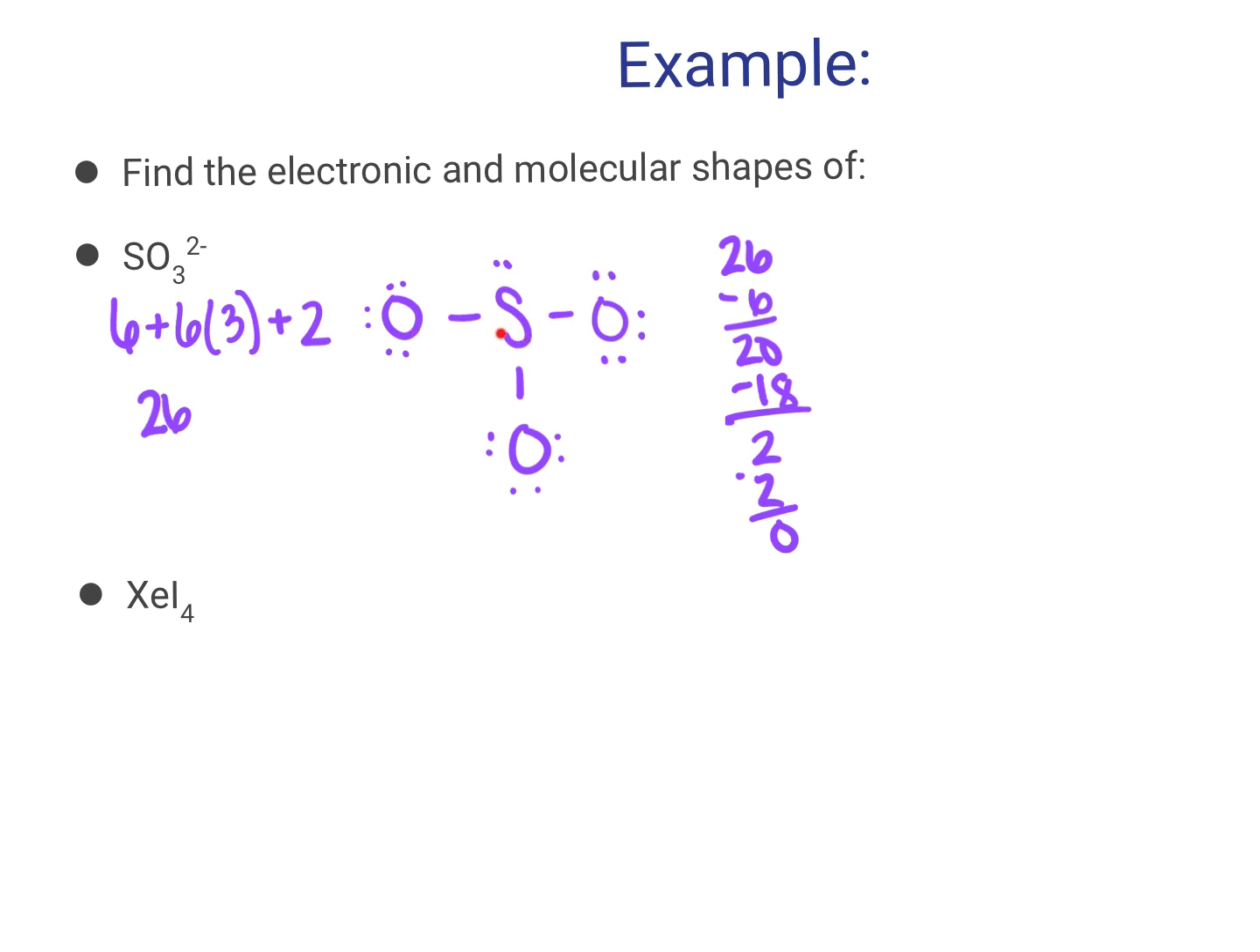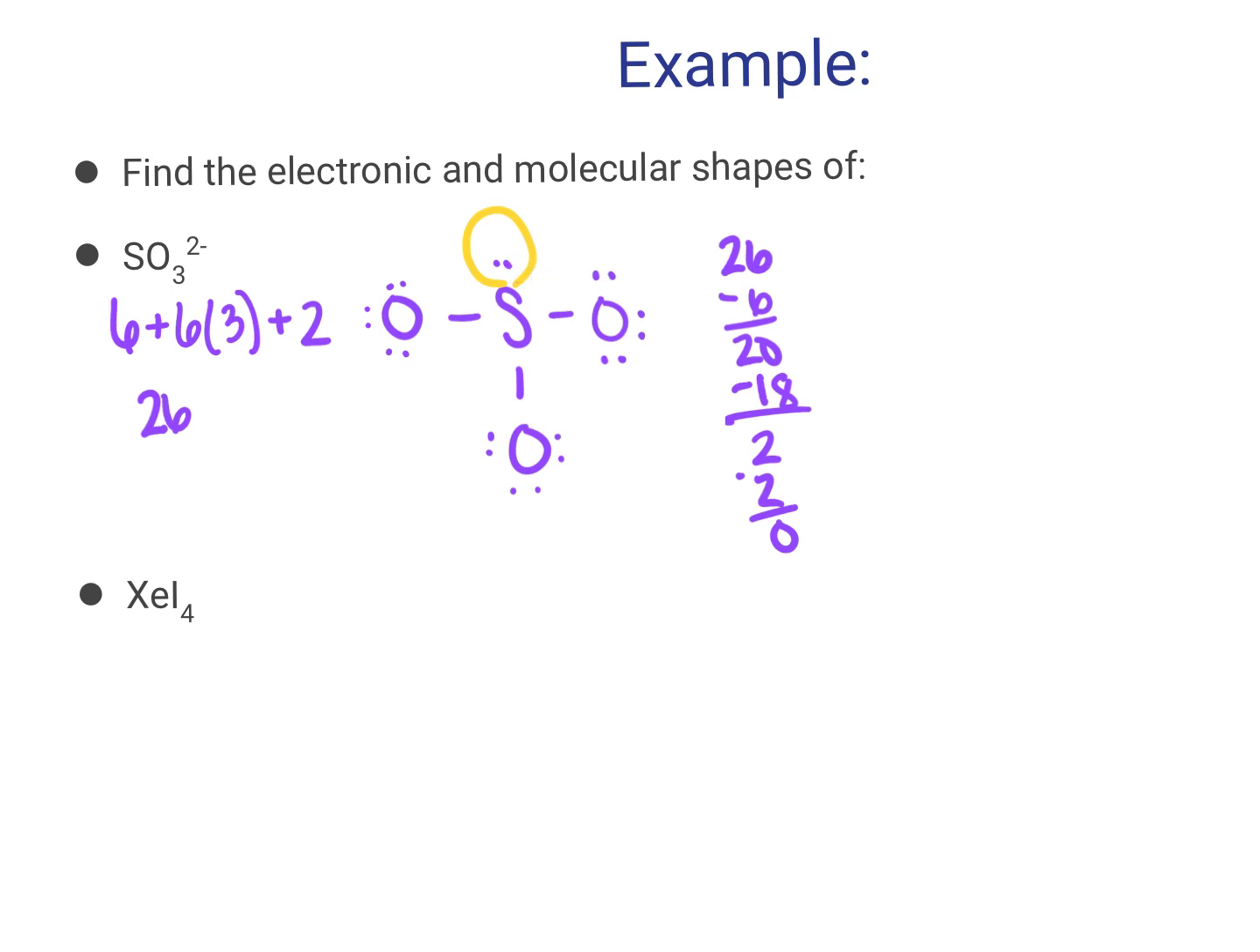And then when we count lone pairs, again, it's only on the central atom. So how many lone pairs are on sulfur? 1. I'm going to just draw it in yellow. So that itself is a lone pair. Again, how many electrons make up a pair? 2. So don't be confused. Just because it's 2 dots, it's still just 1 pair. You with me there? Yeah.